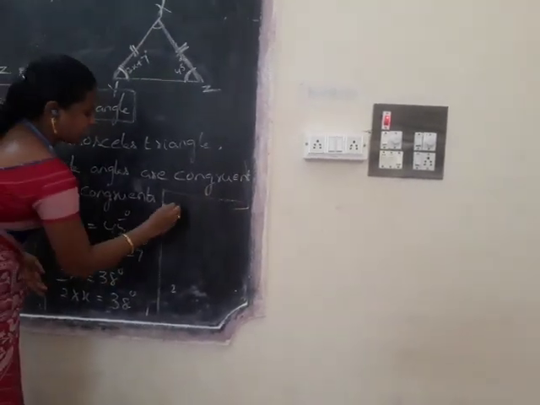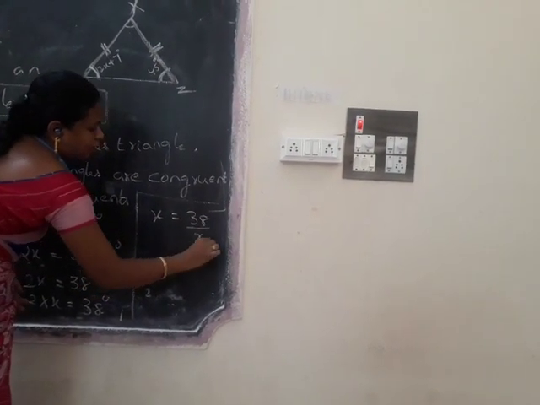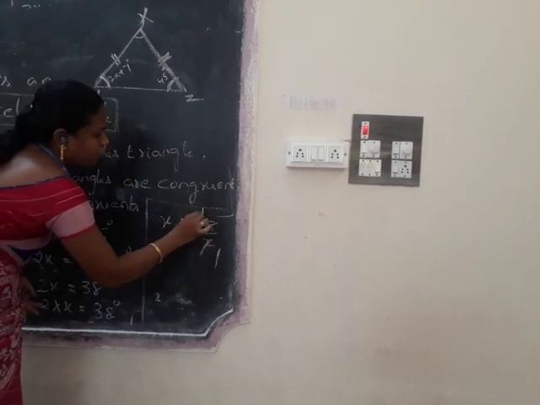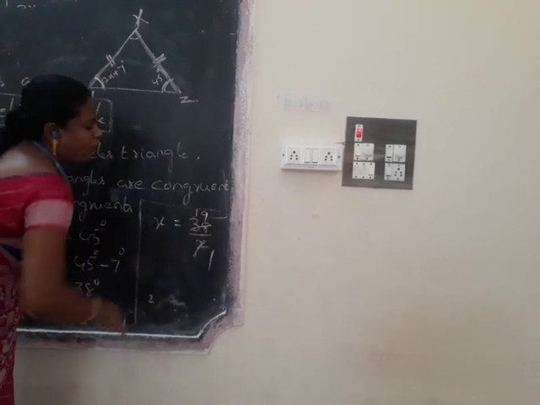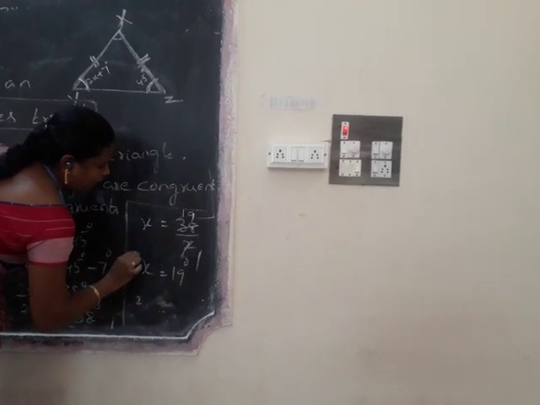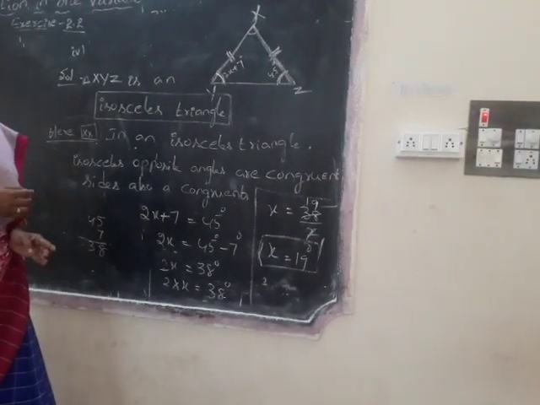The multiplication of 2 transposes to division. We get 2 ones are 2, 2 nines are 18. Finally, the x value we get is x equal to 19 degrees.